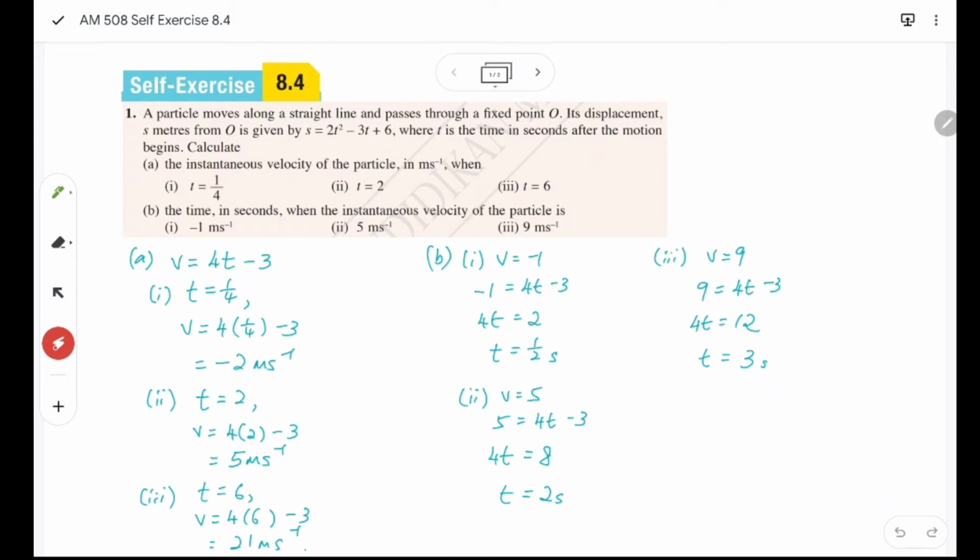When v equals 5, number 2. So 5 equals 4t minus 3, and 4t will equal 8. So t equals 2 seconds. Number 3, when v equals 9. So 9 equals 4t minus 3, and 4t will equal 12. So t equals 3 seconds.